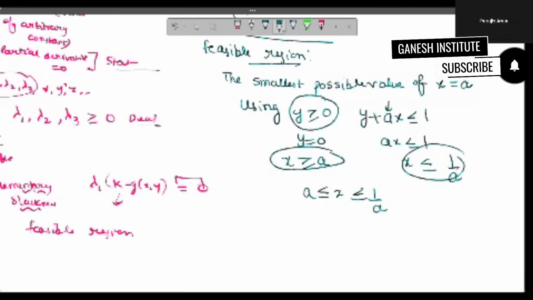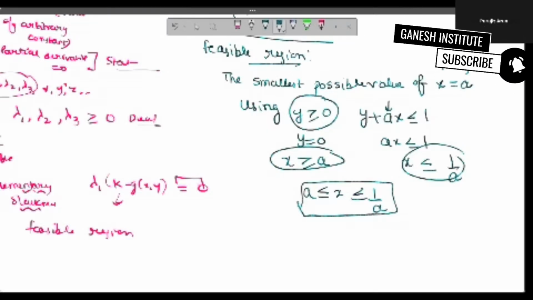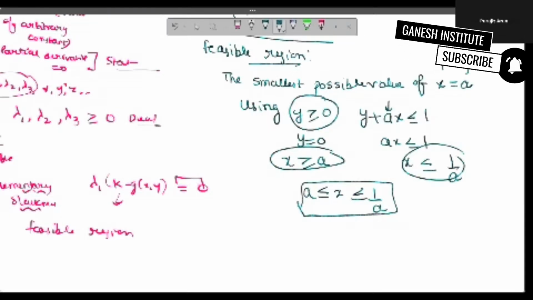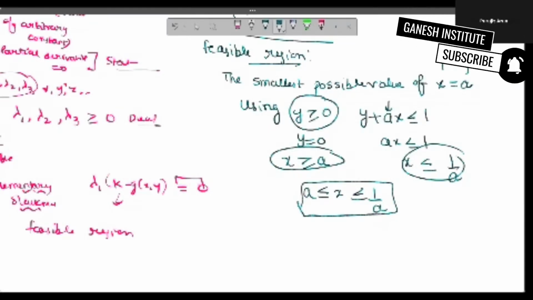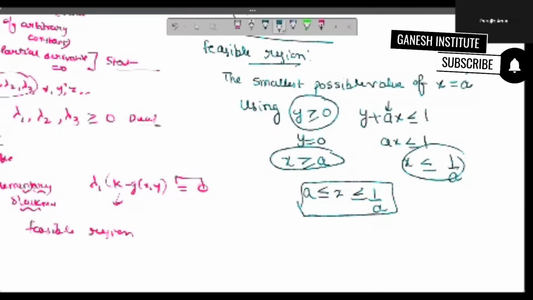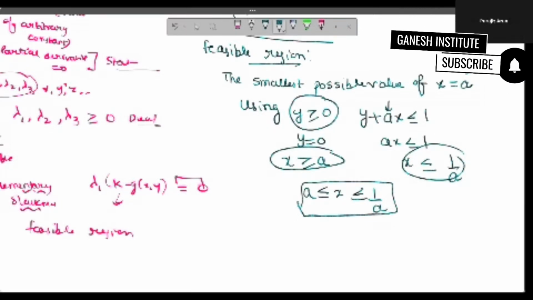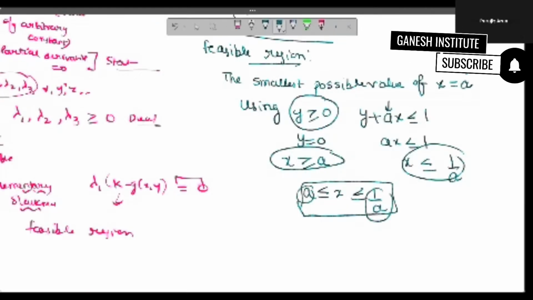And what does it mean? X is greater than or equal to a and x is less than or equal to 1 by a. Then x is between them. Now when I have found this out, that means a is smaller and 1 by a is bigger.